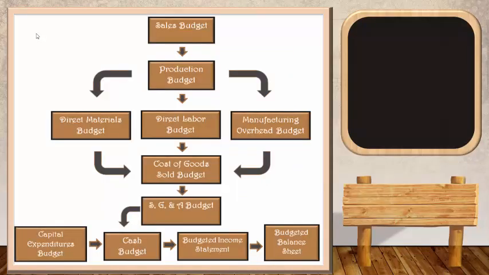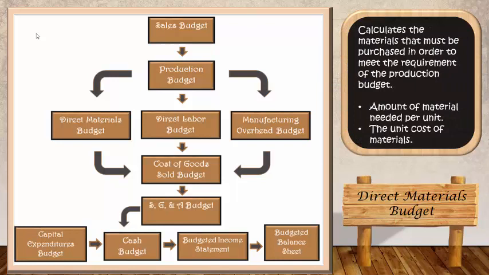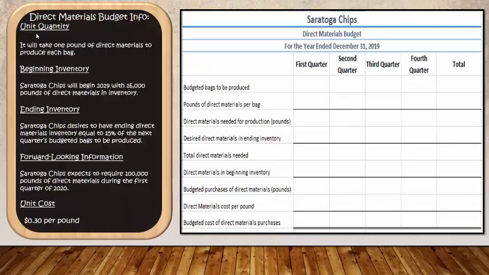Now that we have our production budget, we can move on to our next budget, which is going to be our direct materials budget. Our direct materials budget is going to calculate the amount of materials that we must purchase in order to meet the requirements that we just figured out in the production budget. And we're going to need two things. We're going to need the amount of material that is needed to make each bag of chips, and we're going to figure out how much each pound, in this case, of potatoes is going to cost us to make one bag of chips.